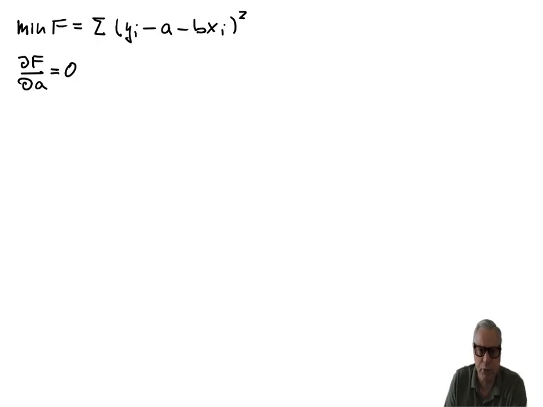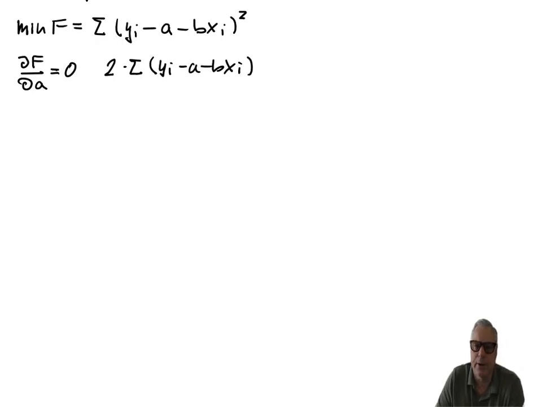Now we can write 2 times the sum of yi minus a minus b xi. That is the outer derivative, so we apply the chain rule, and we still have to take the inner derivative with respect to a, and that is times minus 1. And that is equal to 0.